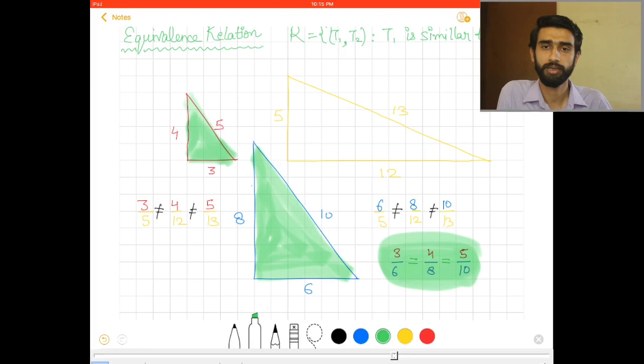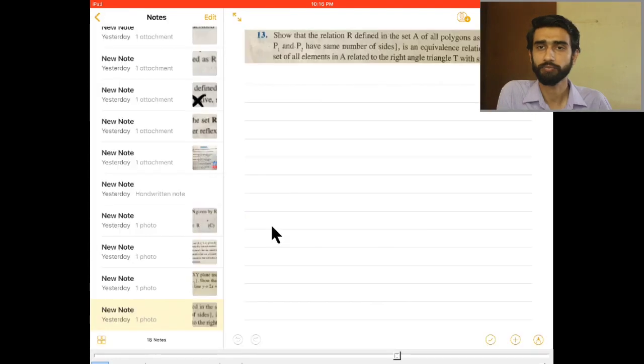Okay. Now let's go for the 13th question. Show that the relation defined in the set A of all polygons.